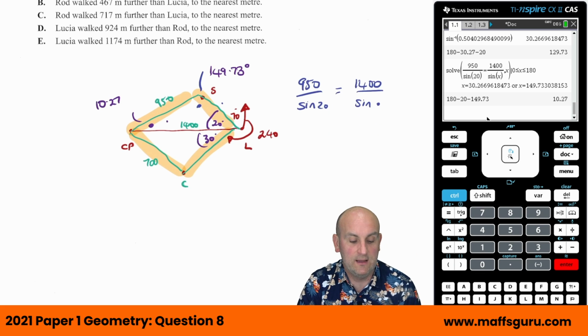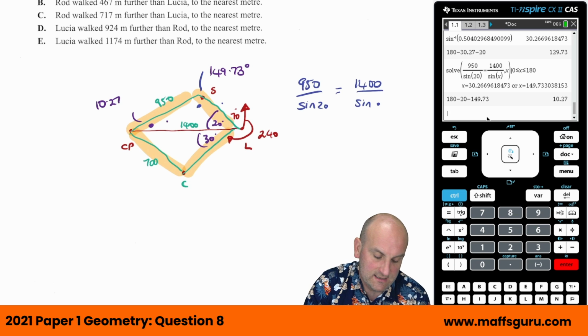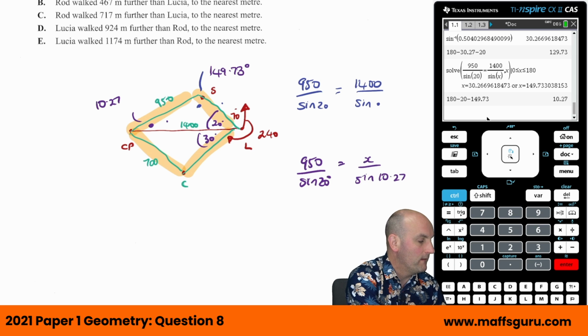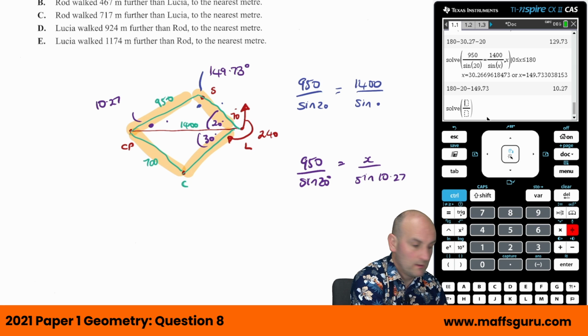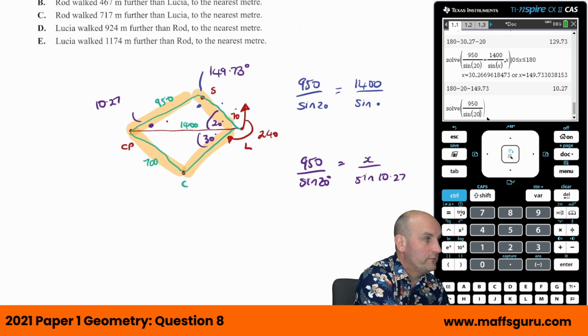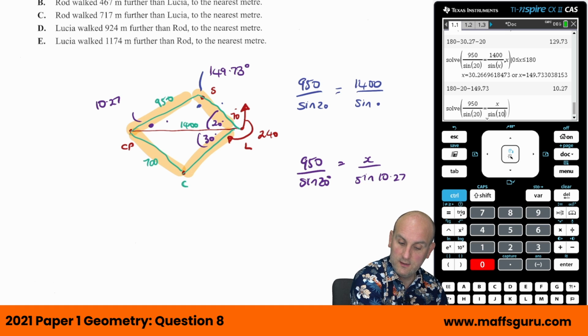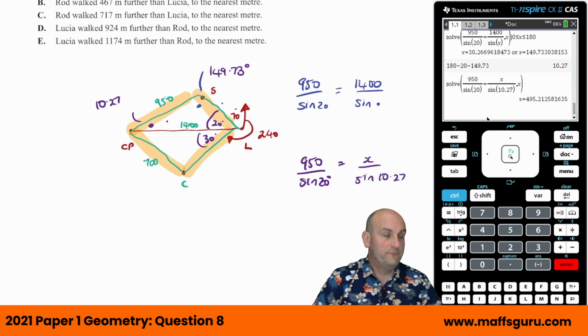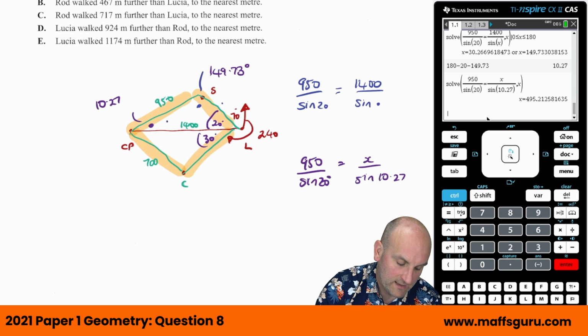How is that going to help me? Well, I can now use sine rule again to say that 950 on the sine of 20 equals x divided by the sine of 10.27. So solve. 950 divided by the sine of 20 equals x divided by the sine of 10.27, comma x. Hit enter. Oops, don't forget to do comma x. Gives me 495.21. So that means that this distance here, 495.21 meters. So that's that one.